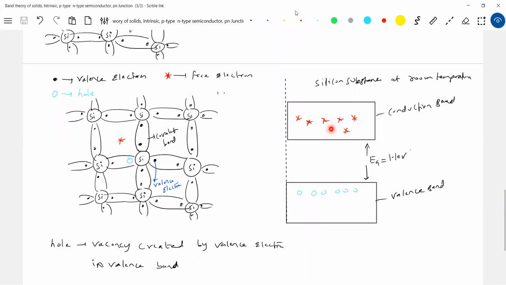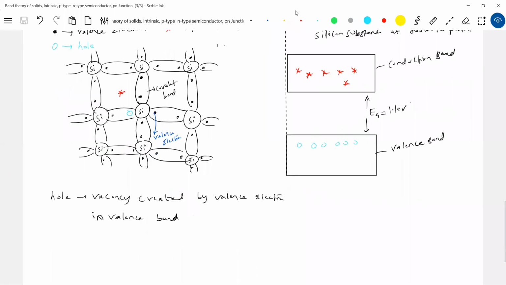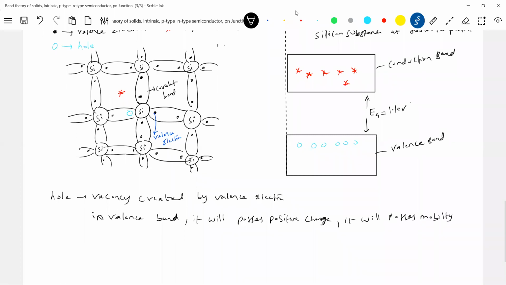So, vacancy created by valence electron. This is a very difficult concept for you because you started from positive, negative charge. I said this is a positive charge. What is a hole? Hole is a positive charge. It will also propagate. It will have mobility. It will possess positive charge. What do you mean by mobility?